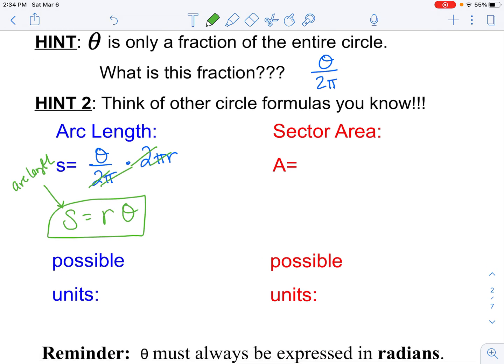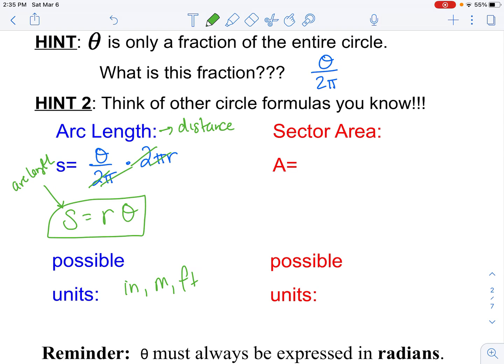If we think about possible units of how long an arc is, we're going to talk about inches, meters, feet. It's got to be some unit of distance. So we know the arc length has to be a length, or a distance.